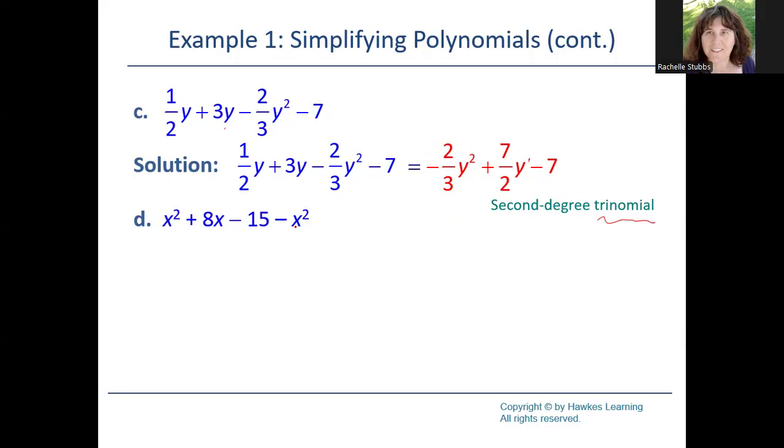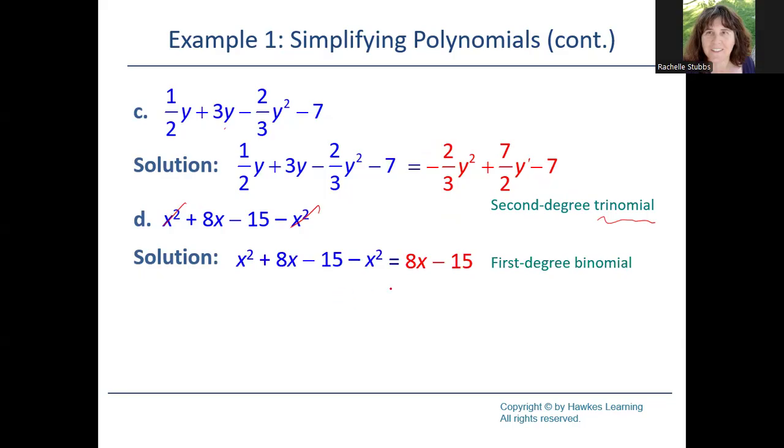x squared minus x squared, those just cancel out, and I'm left with 8x minus 15. So this is 2 terms, so it's a binomial. It's only got a degree of 1, so first degree. Its leading coefficient just happens to be 8, just to point that out. And it is in descending order.